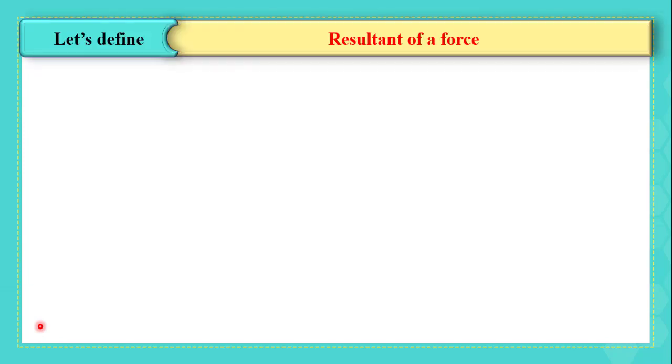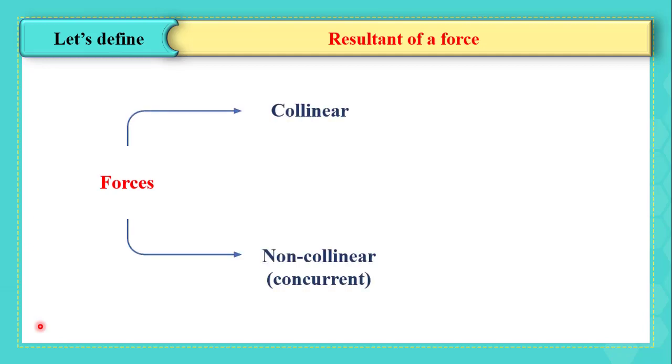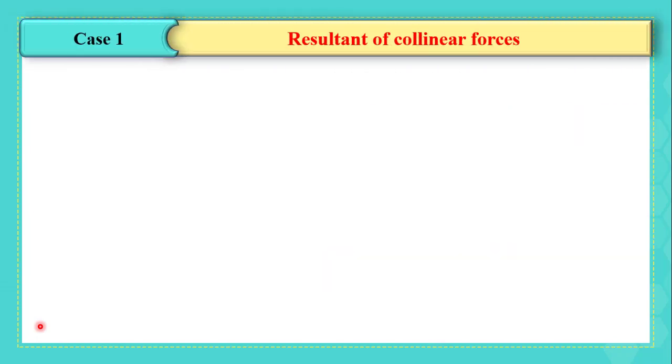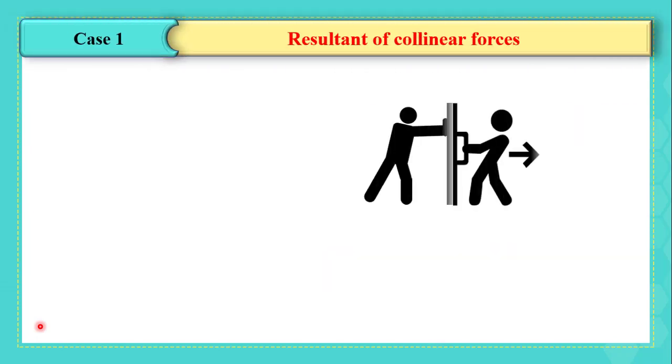When we want to represent the resultant force, we will deal with two different cases: collinear forces, which are the forces acting on the same line of action, and non-collinear forces, those acting on different lines of action. Let's start with the first case, which is to determine the resultant of collinear forces.